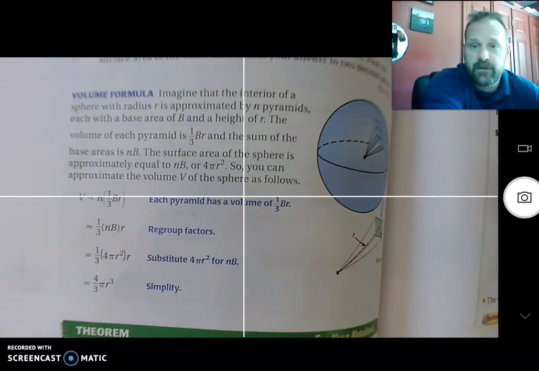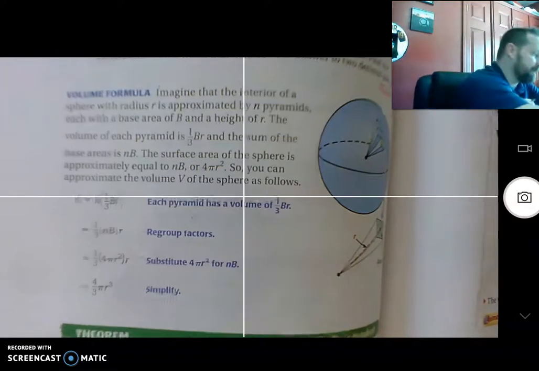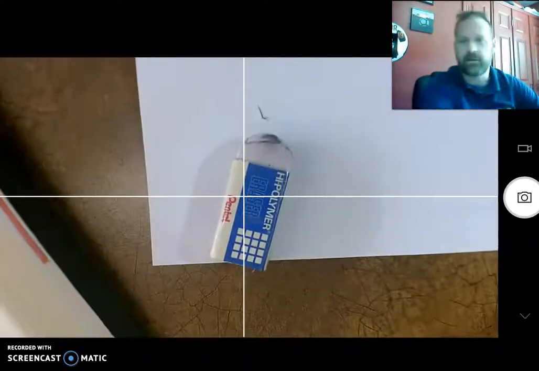I love deriving formulas. It's part of mathematics. Props to the ancients who came up with these formulas and allowed us to utilize them today. So, take a look at that in your book, please. All right. We're going to do another example.